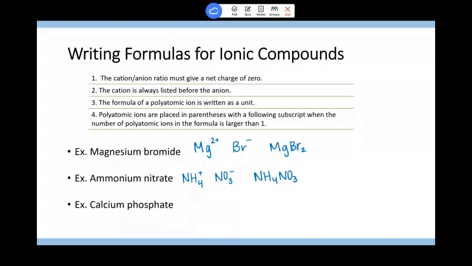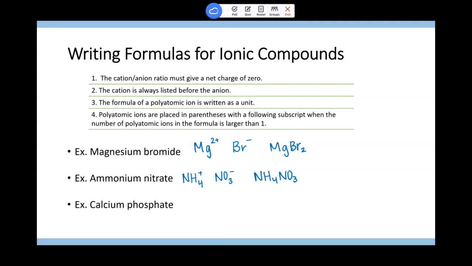The NH4 is a polyatomic ion with a +1 charge. NO3 is a -1 charge. Would it be wrong to combine the nitrogen? I love that question. Would it be wrong to combine the nitrogens here? Then we could do N2H4O3.